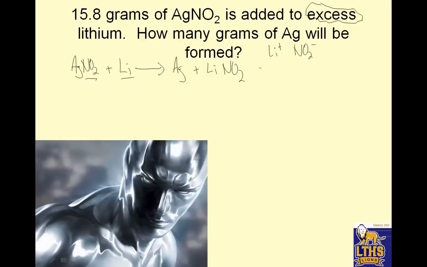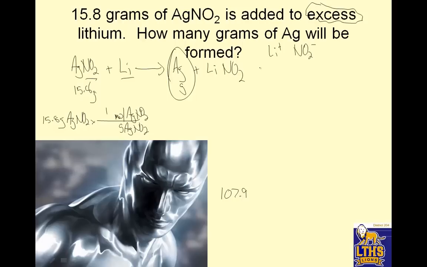Okay, so I'm going to start with 15.8 grams of AgNO2, and I'm going to change it into grams of silver. 15.8 grams of AgNO2 times the writing bar. Grams of AgNO2 into moles of AgNO2. Always go through moles. Silver is 107.9, I think. I hope so. That's very far away from me. 107.9, I'll go with that.